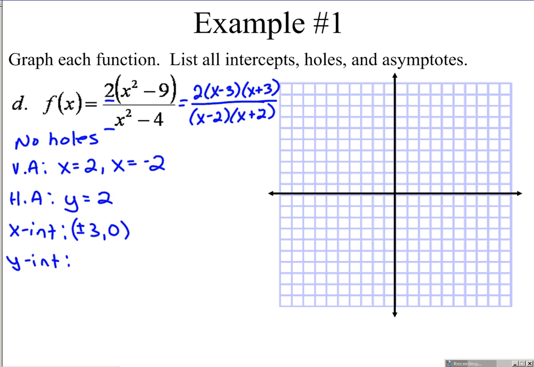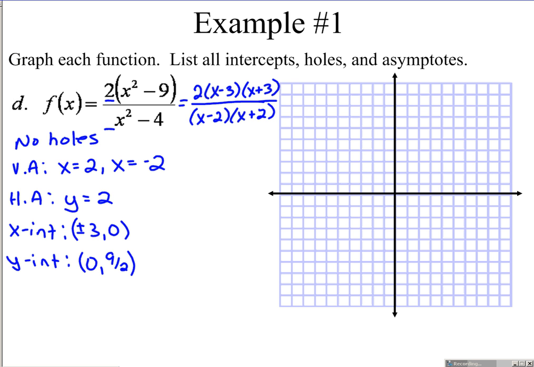Y-intercept, plug in 0 for x. When we plug in 0 for x here, we're going to get 9 in the top. I'm sorry, negative 18 in the top. In the bottom, negative 4. Negative 18 over negative 4 is 9/2.